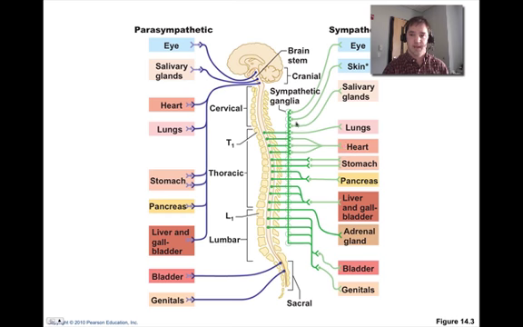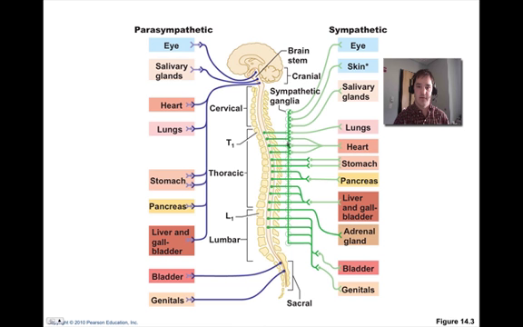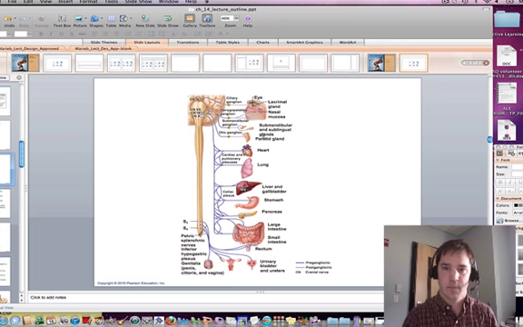So here you can see we have short preganglionic fibers, and then a lot of them synapse in these sympathetic ganglia and have long postganglionic fibers. Okay, so just to go over the parasympathetic stuff real briefly again, we have these long presynaptic, or preganglionic, axons, and they come from cranial outflow and sacral outflow to innervate those visceral organs.